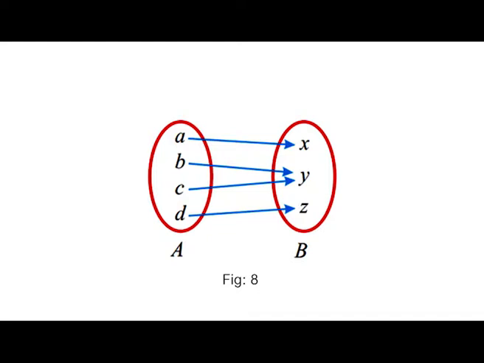For the function defined by the arrow diagram in figure 8, since f of a equals x, f of b equals y, f of c equals y and f of d equals z, range of f equals the set of all f of a, f of b, f of c, f of d, equals the set of all x, y, z, equals set B.